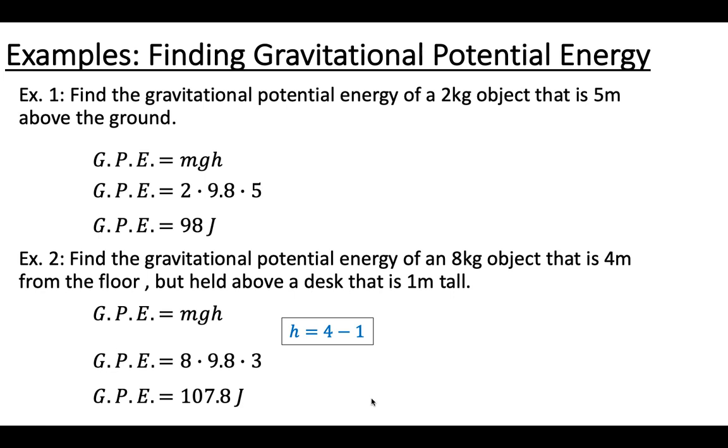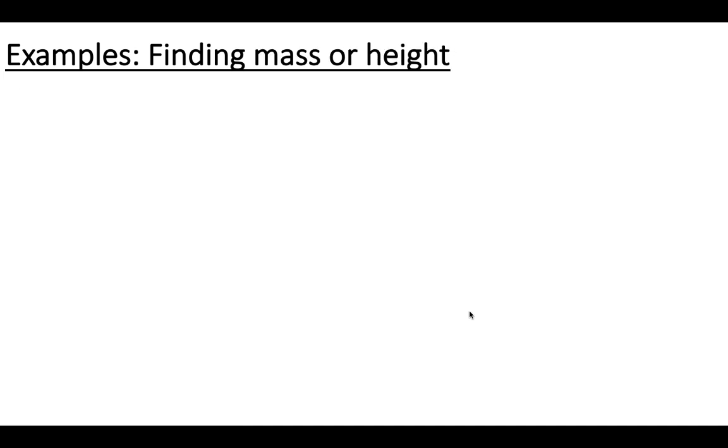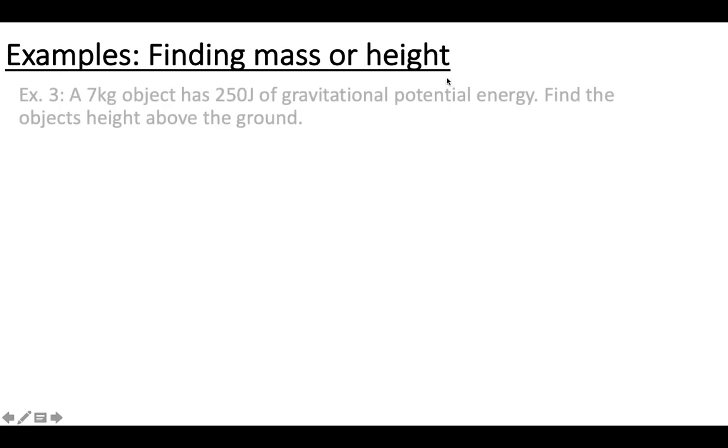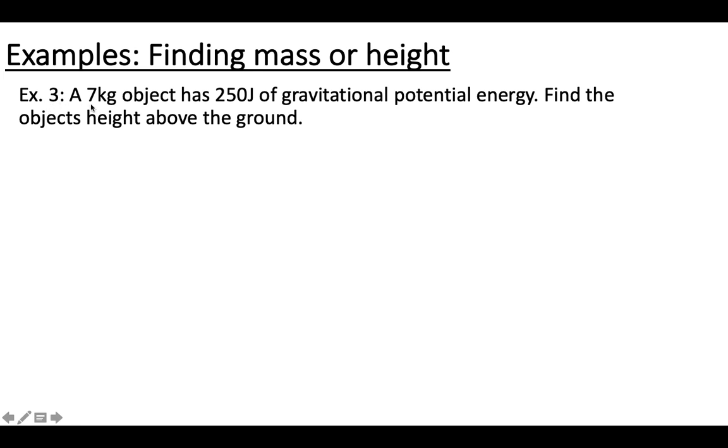Okay, but what if you aren't just trying to find the gravitational potential energy? Maybe we know that, and we need to figure out one of the other things. So then what do we do? These are a couple examples for if you're going to find the mass or find the height. So for example 3 here: a 7 kilogram object has 250 joules of gravitational potential energy. I want you to find the object's height above the ground.